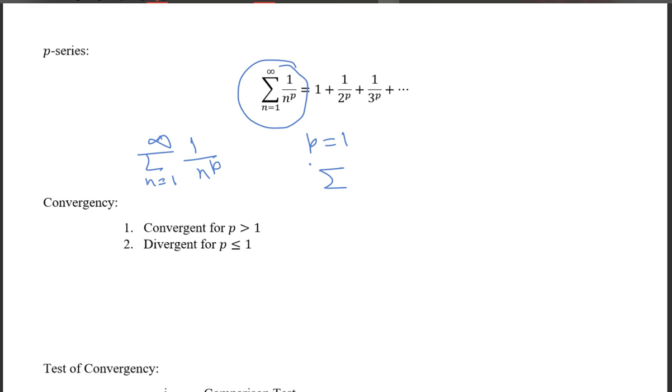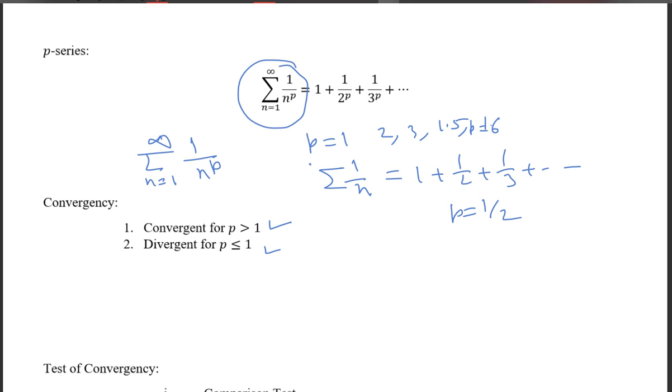For p is equal to 1, the series is 1 plus 1 by 2 plus 1 by 3 plus like this. For p is equal to 2, 1 plus 1 by 2 square plus 1 by 3 square like this. So this is called a p series, and it is convergent when p is greater than 1 and divergent for p less than or equal to 1. For p greater than 1, that means 2, 3, or 1.5, 1.6, whatever, p is a real number.